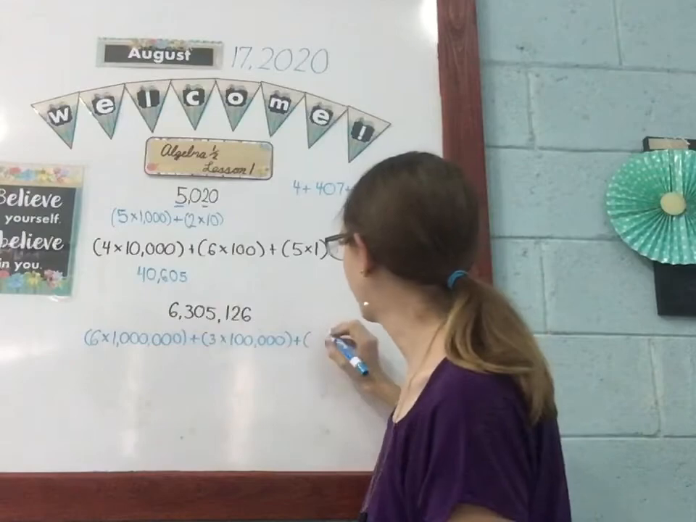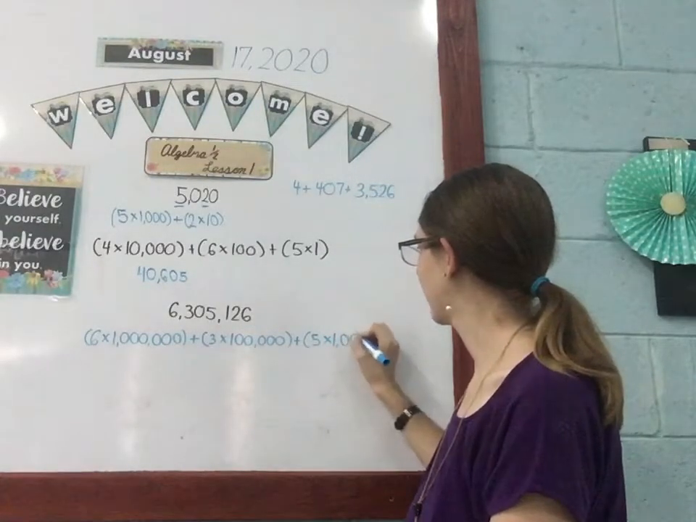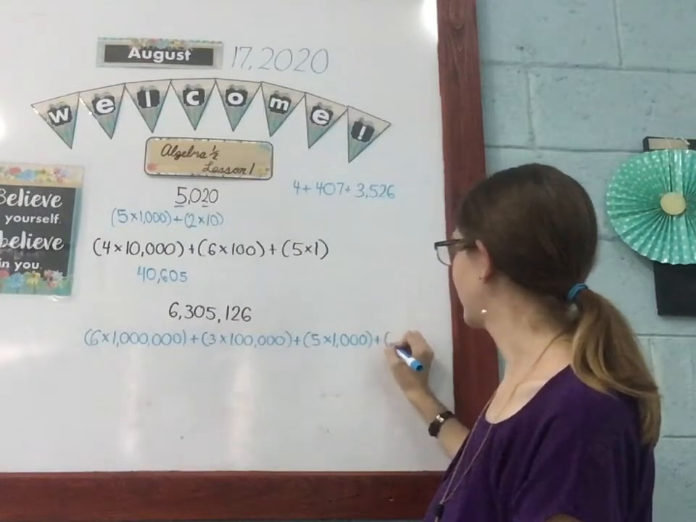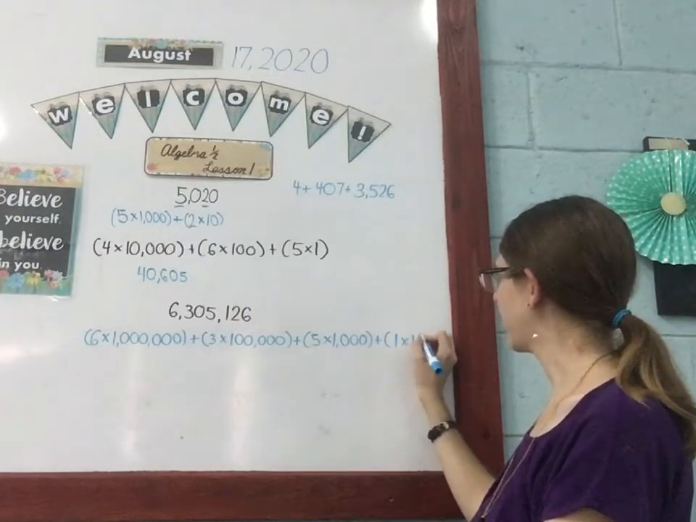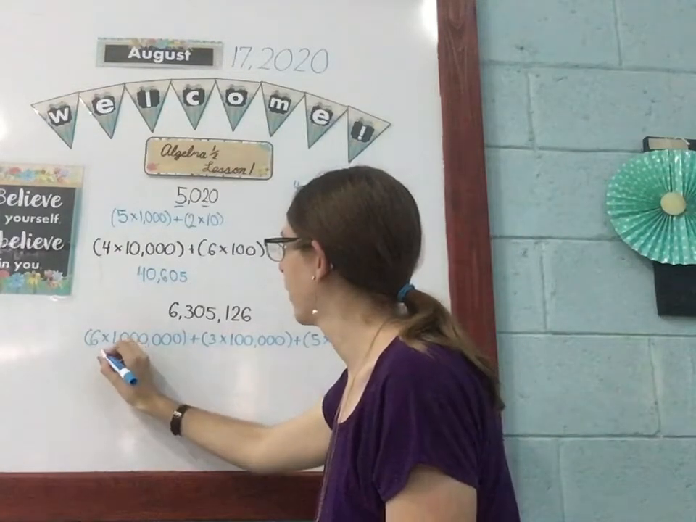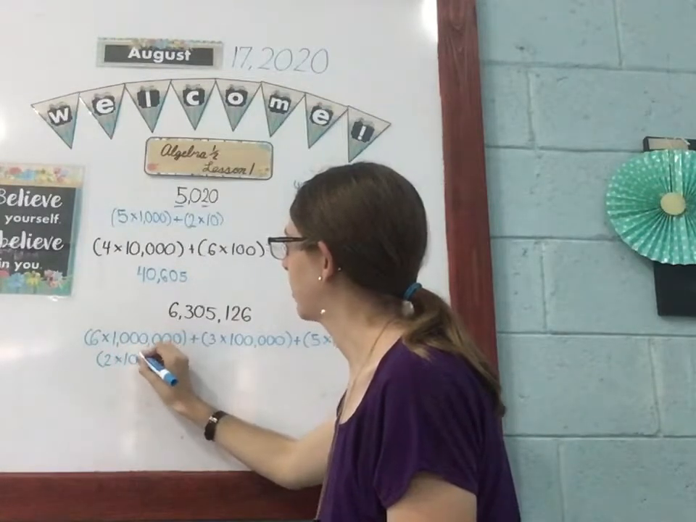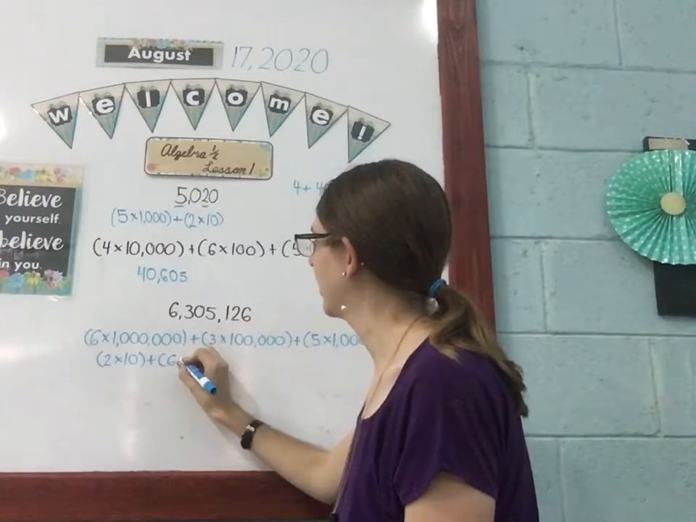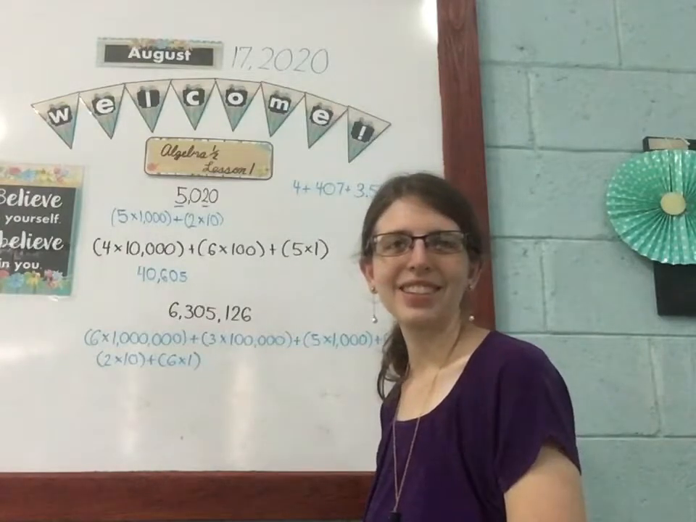My next digit is 5, which is in the thousands place. Close my parentheses, add it to the next number, which is the 1, which is in the hundreds place. Close parentheses, add it to the next number, which would be 2 in the tens place. Close parentheses, add it to the next number, which is 6 in the ones place. Okay? So there you have it.